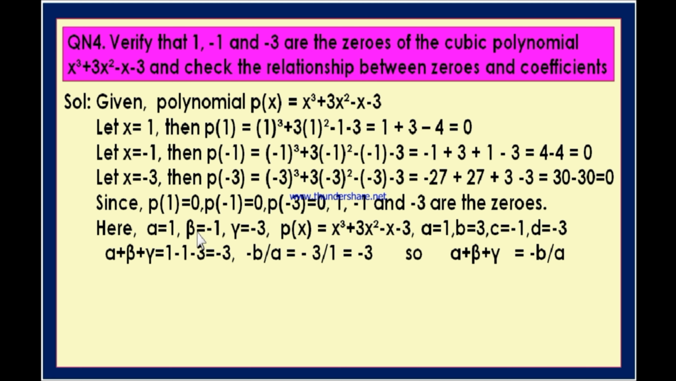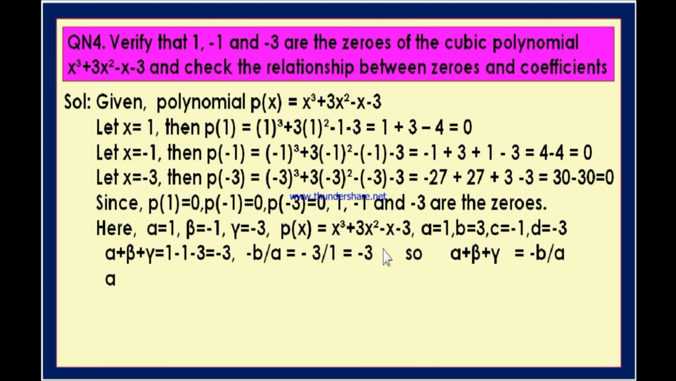Alpha value is 1, beta value is minus 1, gamma value is minus 3. 1 minus 1 is 0, minus 3 is minus 3. Sum of the zeros is minus 3. Now let us find minus b by a. Minus b means minus 3, by a is 1, minus 3 by 1 is minus 3. If you observe, these two values are equal, so you can say that alpha plus beta plus gamma is equal to minus b by a.